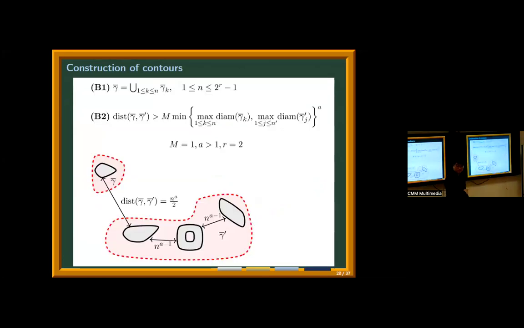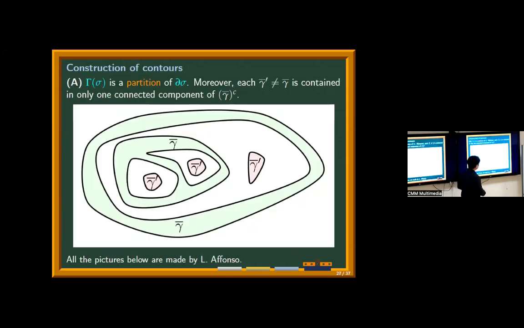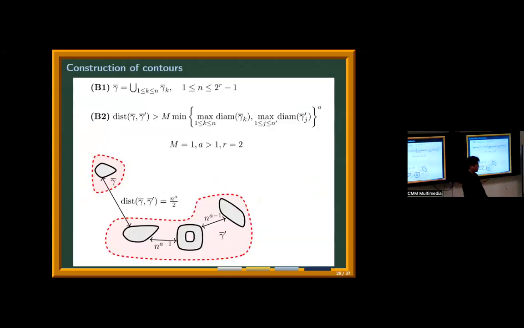Let's understand the condition B now. There are two subconditions for the condition B. For this type of decomposition, the number of components for each contour should be bounded. You should have at most 2^r-1, and the distance should be bounded by this min max. I forgot to say where this N^A appears. M is usually very big, A is that power, the one-dimensional one, and R is that scaling. We're going to see that R is really important for the multiscale argument. Sorry, let me go back to B and continue from here.